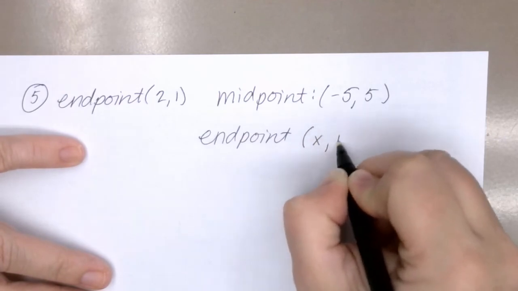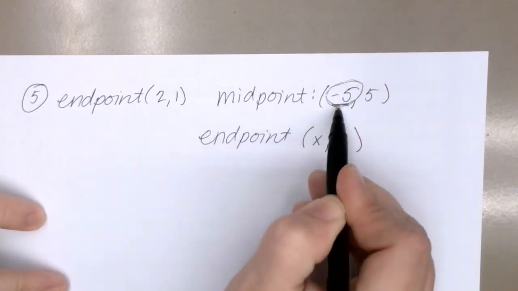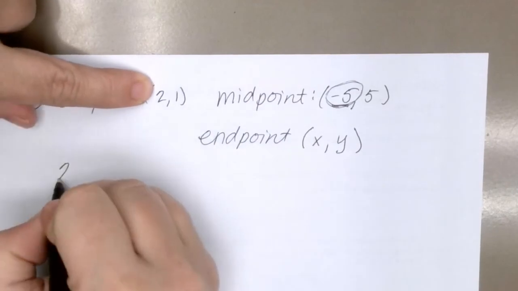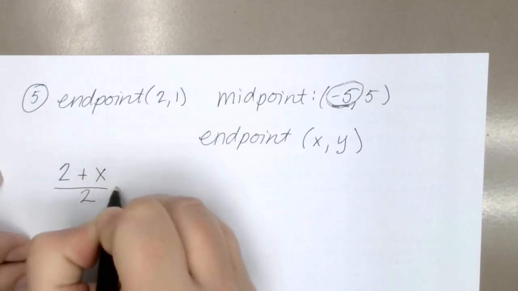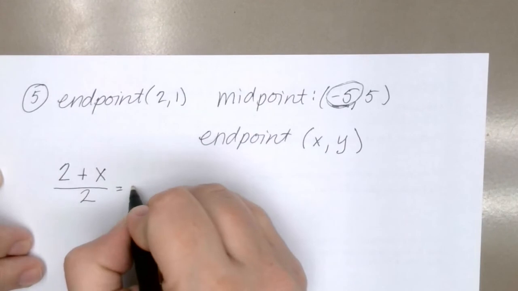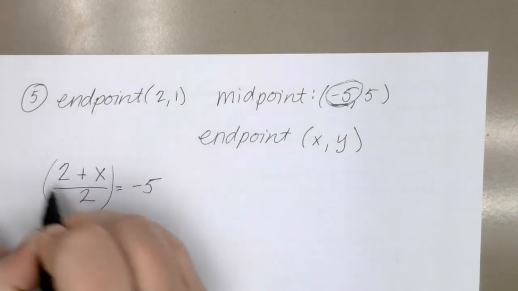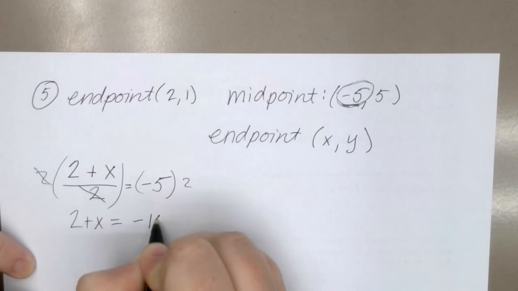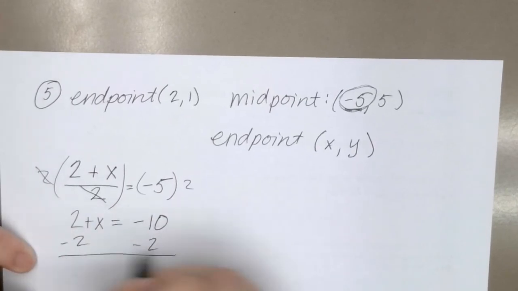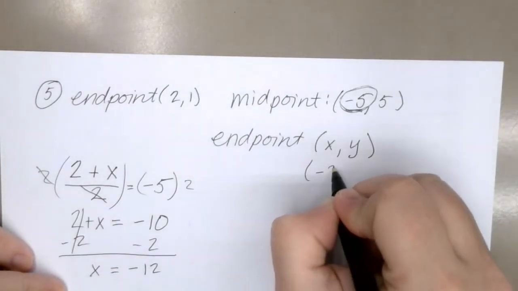X, Y. So I know that to get this value right here, they took 2 and x and divided by 2, and the answer was negative 5. Do you see how I'm kind of going backwards on that midpoint formula? Okay. So I can multiply by 2. So 2 plus x equals negative 10. Subtract your 2. What's negative 10 minus 2? Negative 12. So that other endpoint is negative 12, comma, something.